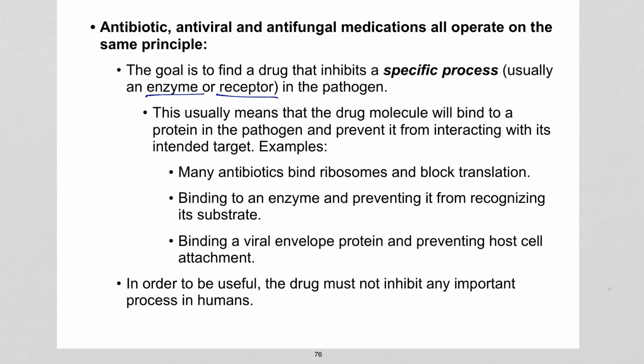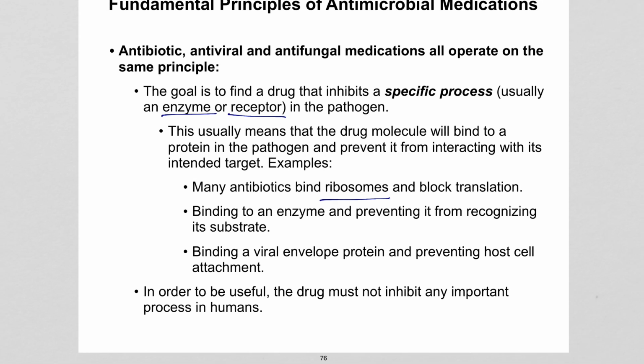So you can use, for example, antibiotics that bind ribosomes. We can get away with this, in some cases, because bacterial ribosomes are substantially different from human ribosomes. They're doing the same thing, translating RNA into protein, but their structure is slightly different. You could use an enzyme that's specific to the pathogen. If you block the enzyme from binding its substrate, it's not going to be able to carry out the reaction.